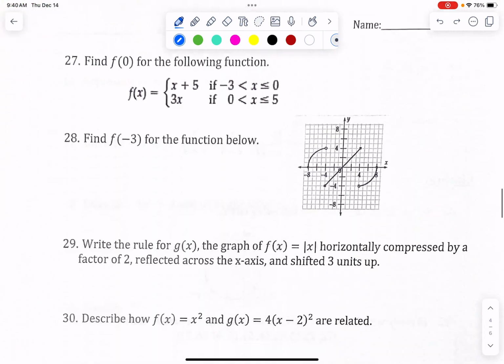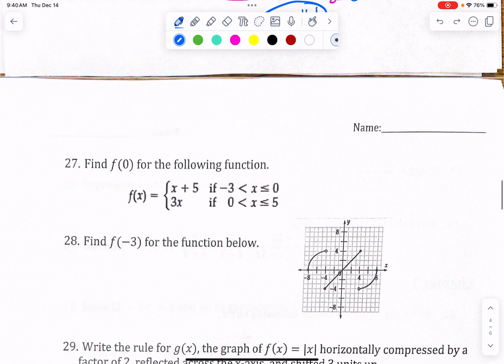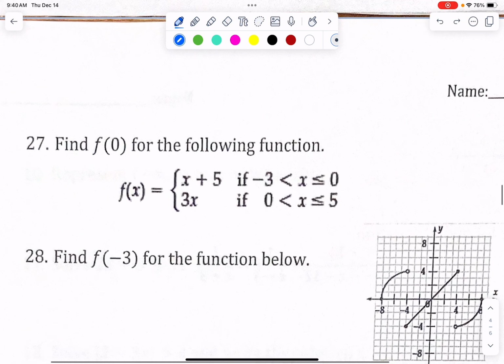I really feel like I'm going over time, but whatever. 27 will be a little bit faster.